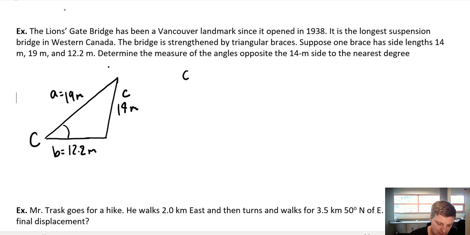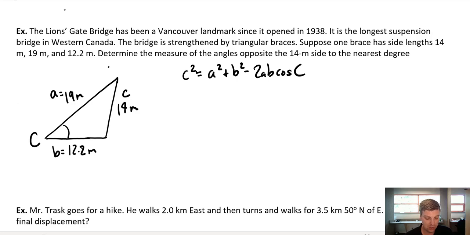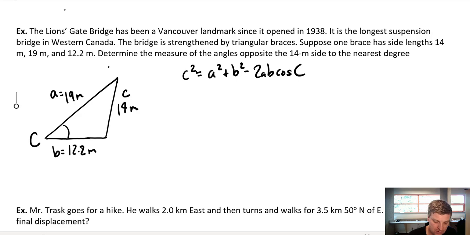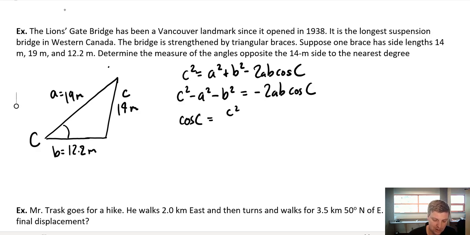And so if I come up with my cosine law, c squared equals a squared plus b squared minus 2ab cosine C, I just have to be careful here because I actually want to solve for the angle. I've got all the sides. So I'm going to do a little bit of algebra first. I'm going to move a squared and b squared over to the other side. So I get c squared minus a squared minus b squared equals negative 2ab cosine of C. Then I'm going to divide by negative 2ab. So I get the cosine of C is equal to c squared minus a squared minus b squared, all divided by negative 2ab. And that's going to let me find our cosine value.